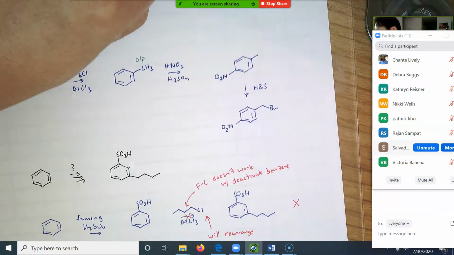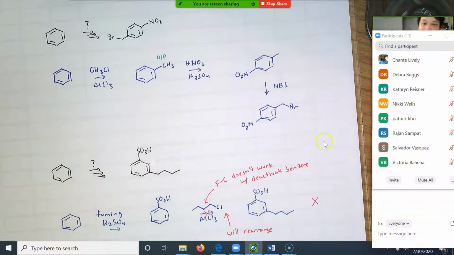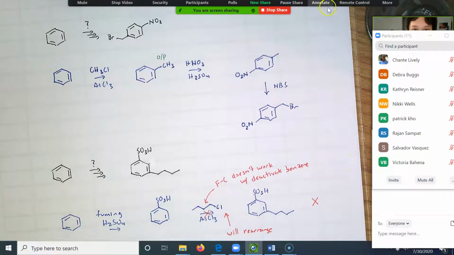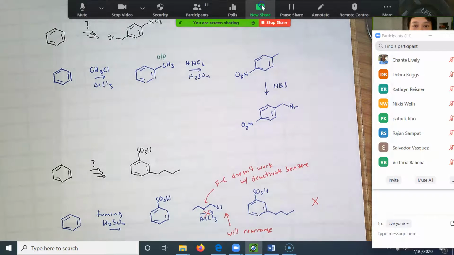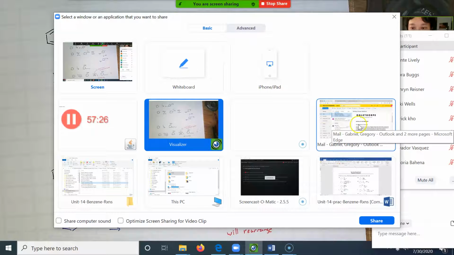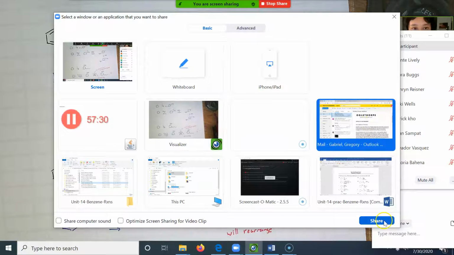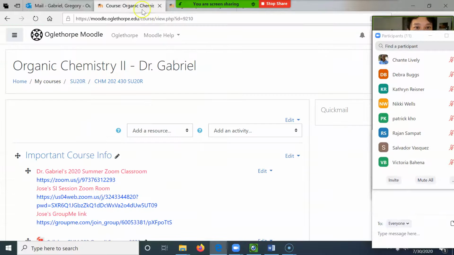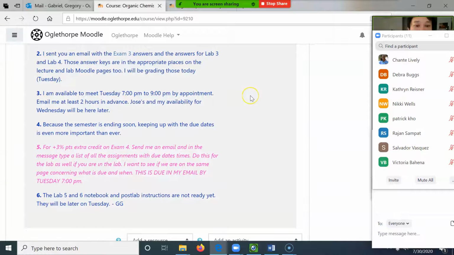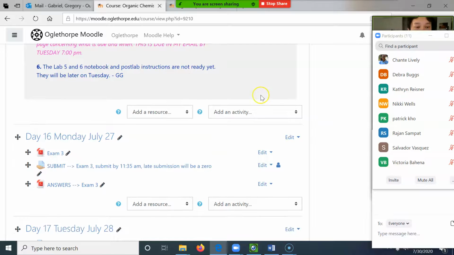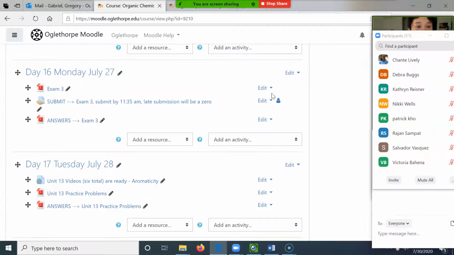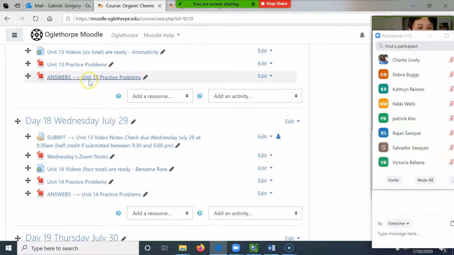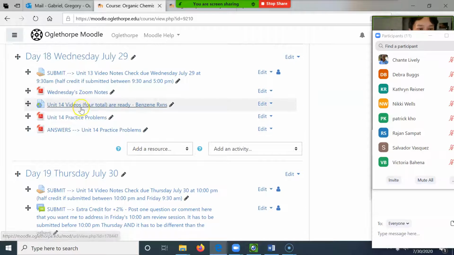Before I answer a couple questions if you have them, let me just show you what's on Moodle. I think you've seen all this already, because the problems and the answers have been posted for a while. So here are your problems for 13 and your answers, and for 14 they're over here. Practice problems and answers.